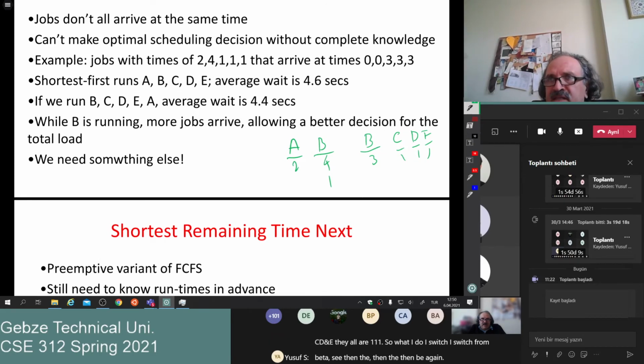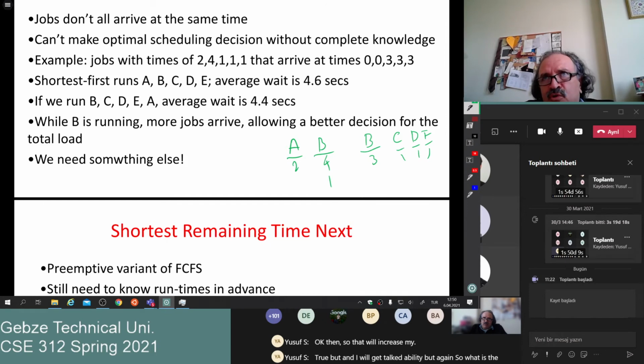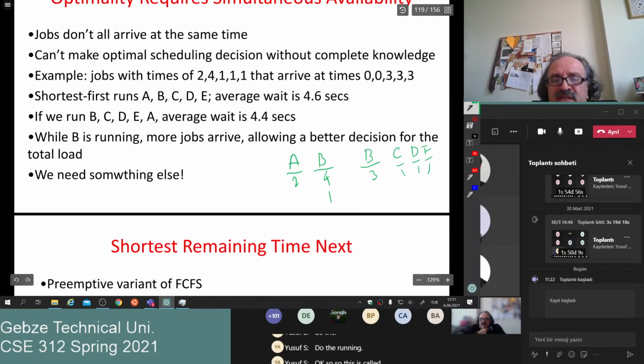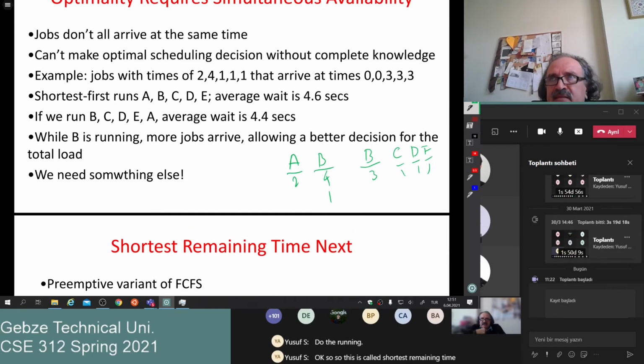Okay, so that will increase my throughput and I will get the optimality. But again, what is the cost? The cost is a more complicated system. I am stopping a running process and letting the others do the running. Okay, so this is called shortest remaining time next.